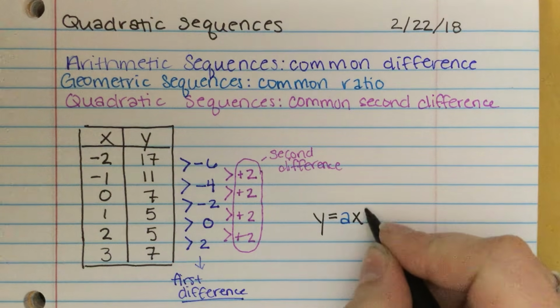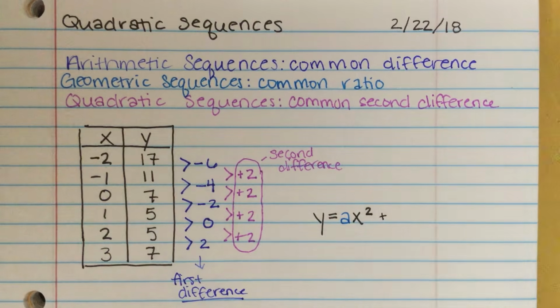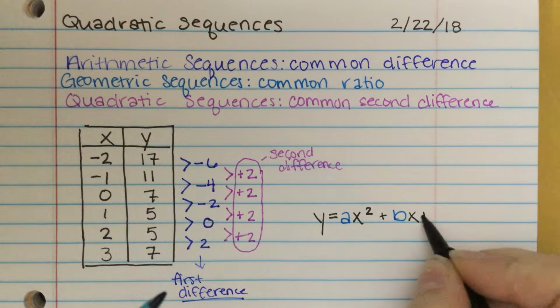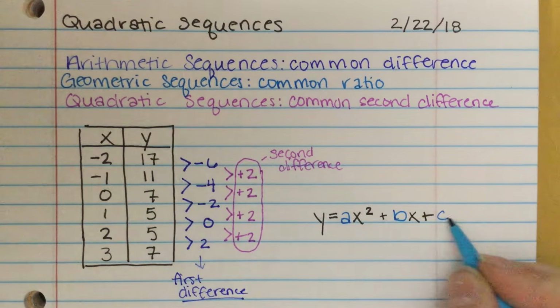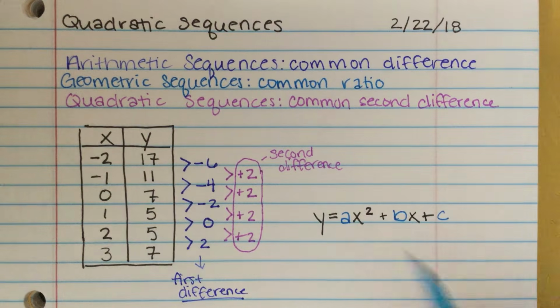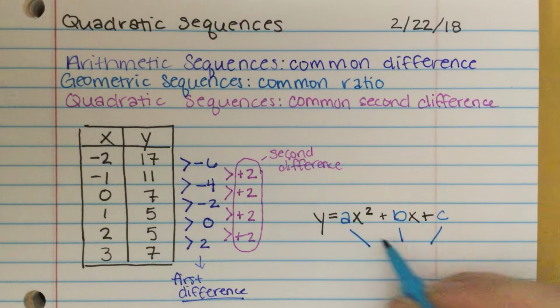ax squared plus bx plus c. Now, the reason that I did those in a different color is because these letters are what I'm looking for.